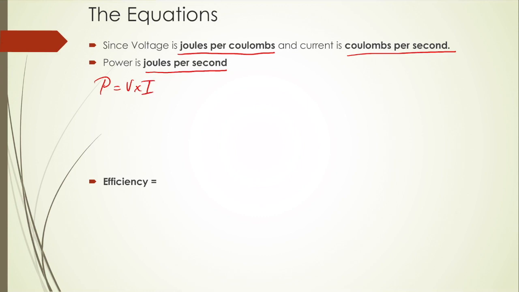And let's just show how you could have done it. Voltage is joules per coulomb and current is coulombs per second. Well, the coulombs cancel to give you joules per second, which is the unit for power. So there's the equation that you need to remember. Power equals voltage times current.